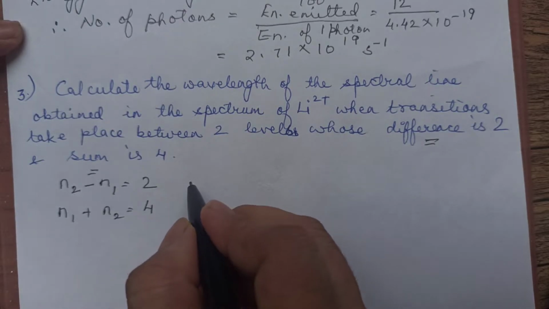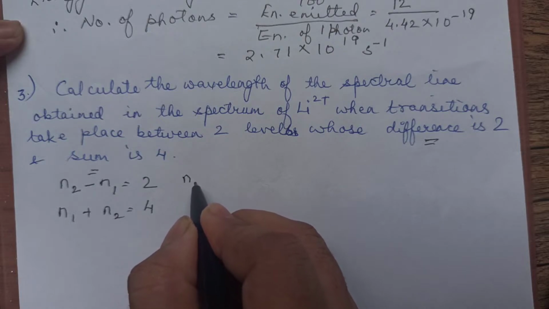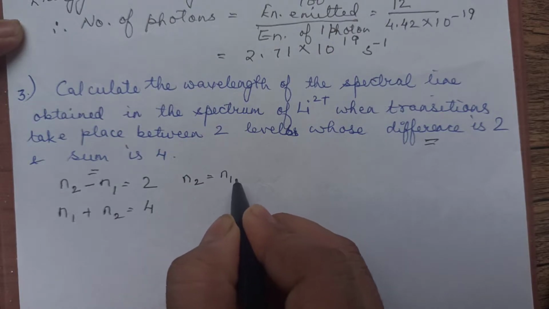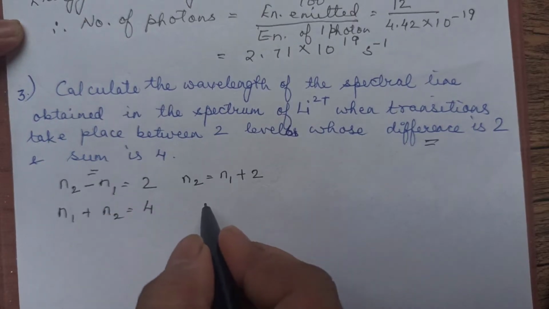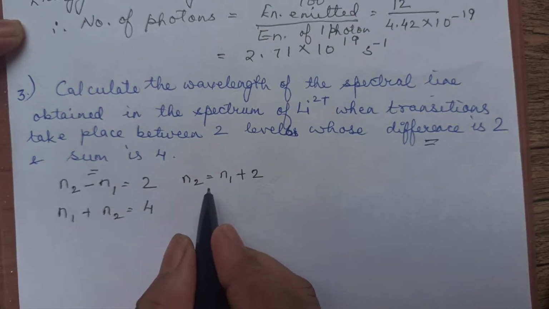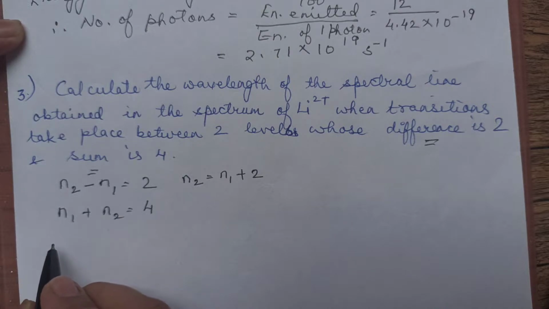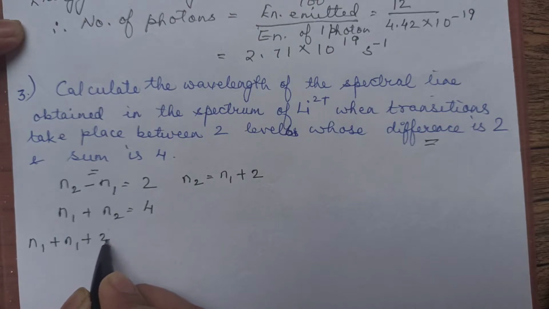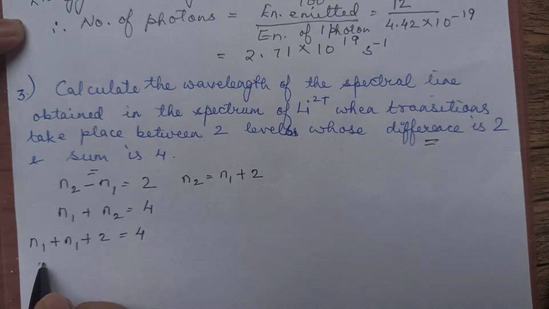Got it? So from the first equation, if I solve, what will be N2? N2 will be equal to N1 plus 2. That we will take on the other side, it will become plus. This N2, if I put it here, what will I get? N1 plus N1 plus 2 is equal to 4. Okay, so what will I get now? It will be 2N1, that 2 I am taking to the other side. That is 4 minus 2, that is 2. So what am I getting? N1 as 1 I am getting.